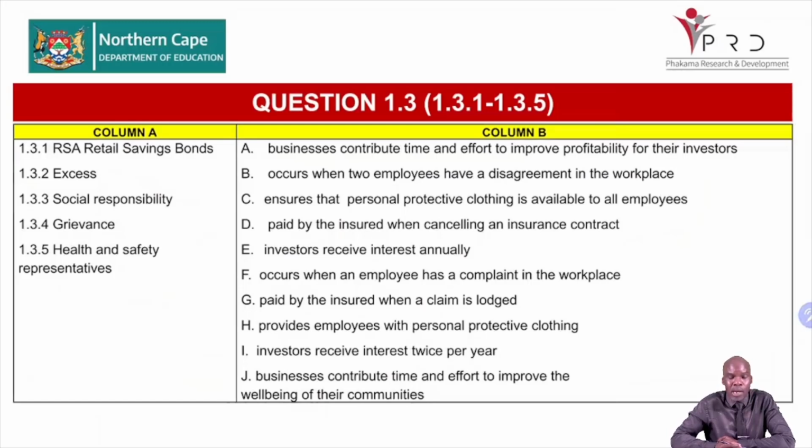H, provides employees with personal protective clothing. I, investors receive interest twice per year. And J, businesses contribute time and effort to improve the well-being of their communities. Okay, now that we have read every description there, we can then start to try and match our terms to the corresponding appropriate descriptions.